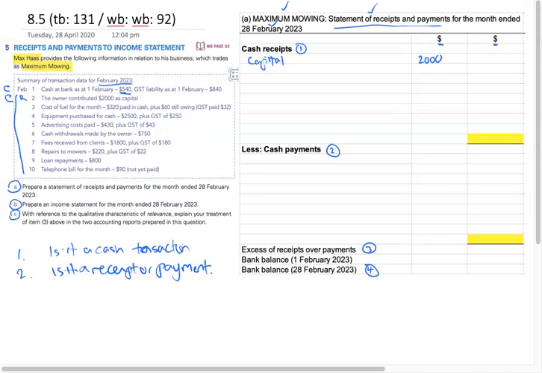Number 3 says the cost of fuel for the month was $320 and this was paid in cash, plus $60 was still owing, and there was GST paid of $32. There's a lot going on here. Does this transaction have anything to do with cash? Yes. Some part of this fuel has been paid in cash: $320 and the GST paid. So this is now a cash payment. We have paid $320 for fuel.